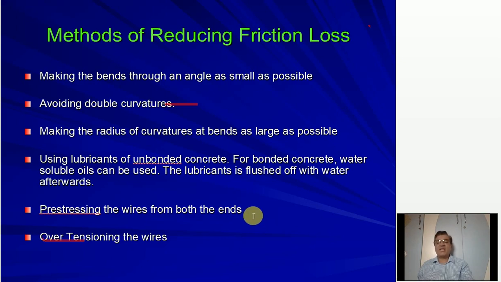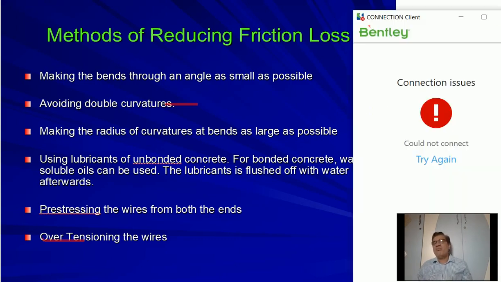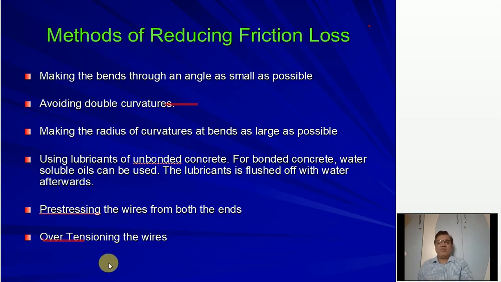So pre-stressing the wires from both the ends, that means if you pre-stress the wires from both the ends, obviously the loss due to friction will occur up to the midspan. Maximum loss will occur up to the midspan. When maximum loss occurs at the midspan, obviously the friction loss almost gets halved. And over tensioning the wires, a little bit of over tensioning of the wires can help in reducing the friction loss.